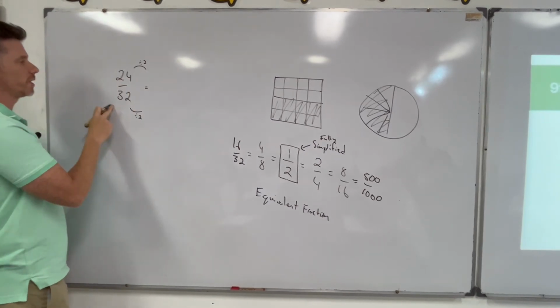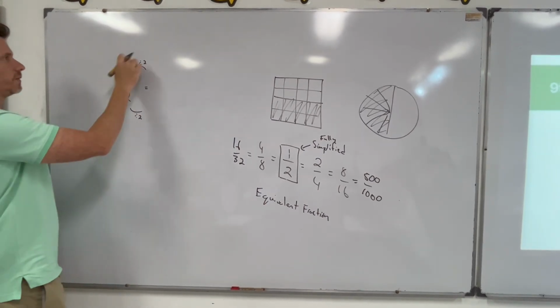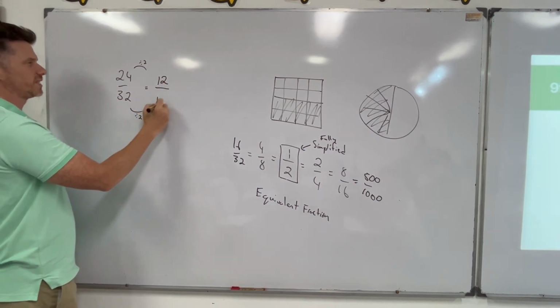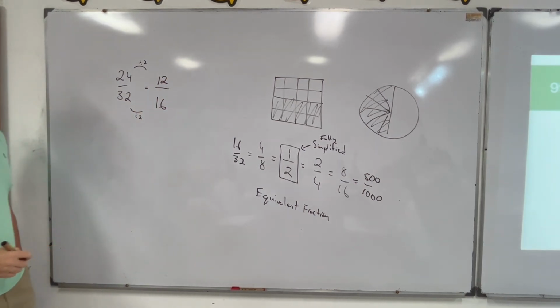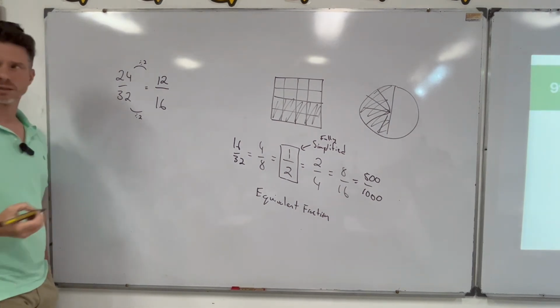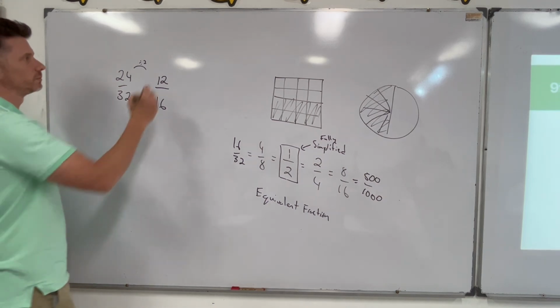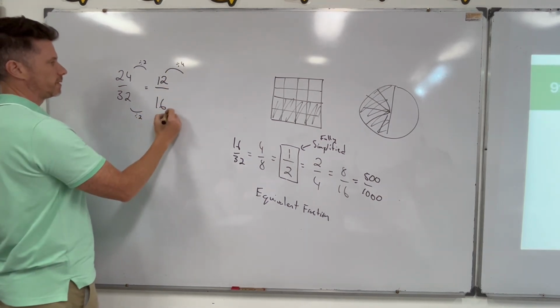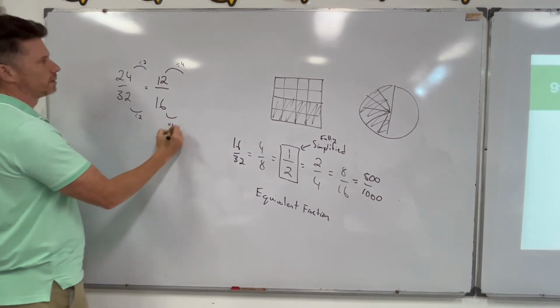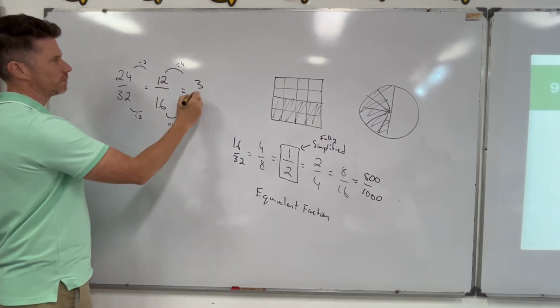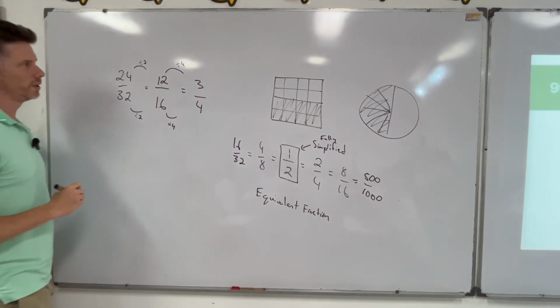So 24 over 32 is the same as, well, if I divide by 2, I have 12 here, and divide by 2, I have 16 here. It's the same as that. Is that its most simplified version? No. What can I divide by again? 4? I hear 4. Louis, maybe? Divide by 4. All right, so 12 divided by 4 gives 3. 16 divided by 4 gives 4.